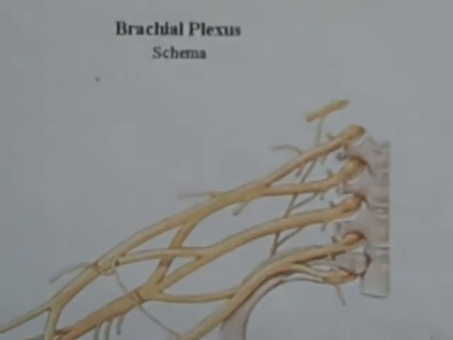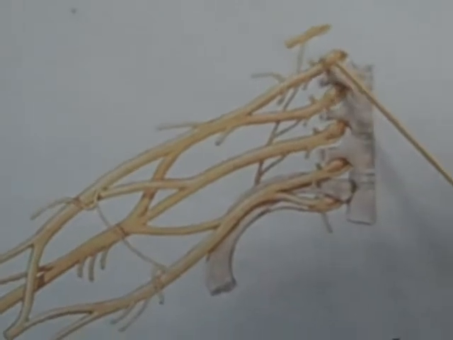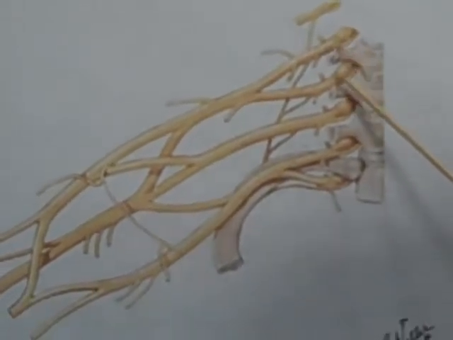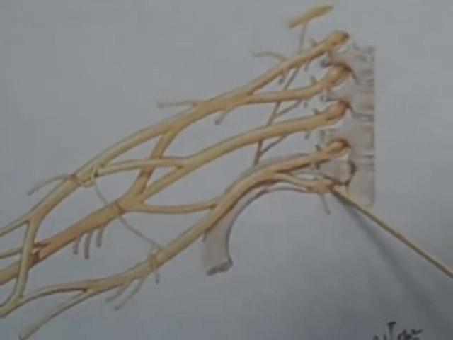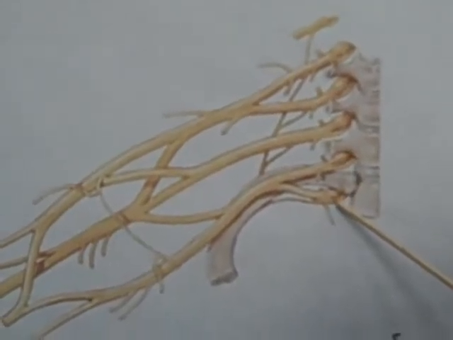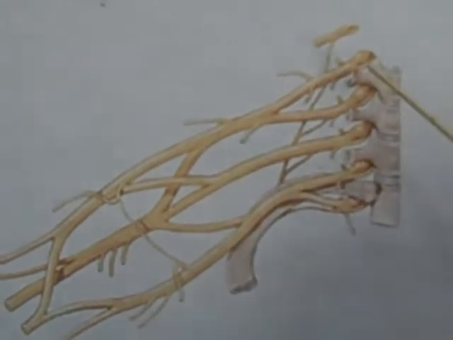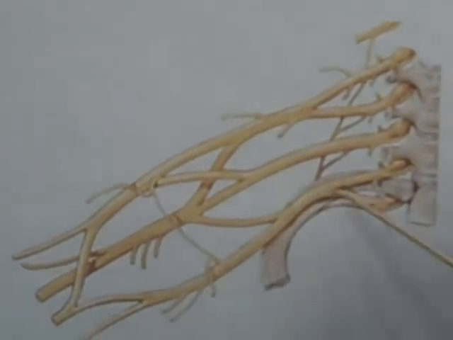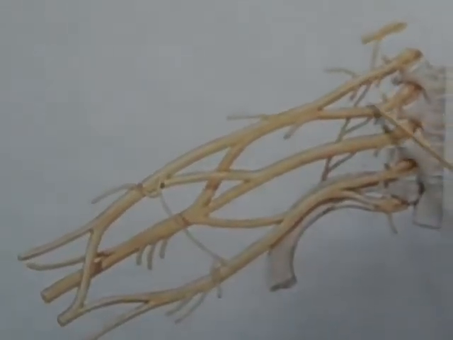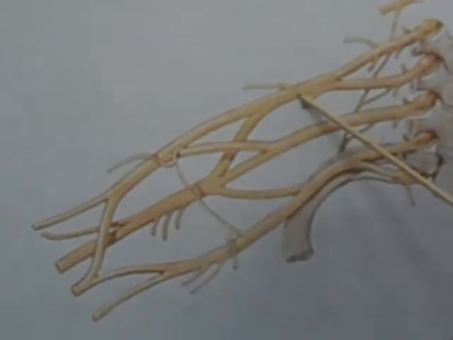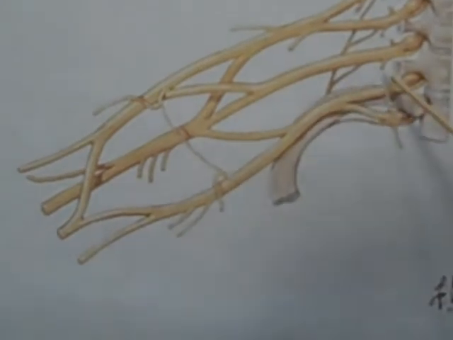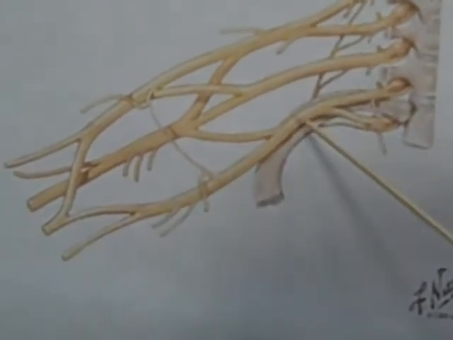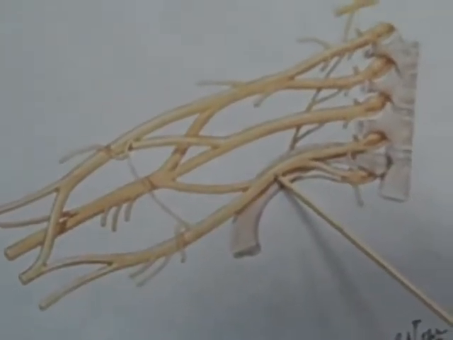Alright, I'm going to attempt to do the brachial plexus the best that I can. Brachial plexus derived from C5, C6, C7, C8, and T1 nerve roots, or the ventral rami of those spinal nerves. Remember, it is the ventral rami that form the plexuses. C5 and C6 come together to form the superior trunk. C7 continues on as the middle trunk, and C8 and T1 join to form the inferior or lower trunk.